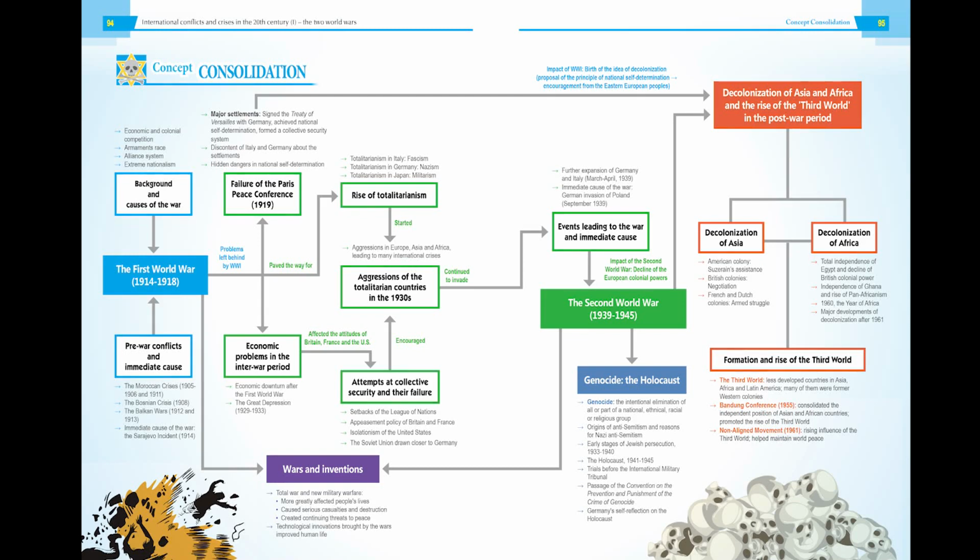Formation and rise of the Third World. The Third World, less developed countries in Asia, Africa, and Latin America. Many of them were former Western colonies. Bandung Conference, 1955. Consolidated the independent position of Asian and African countries, promoted the rise of the Third World. Non-aligned movement, 1961. Rising influence of the Third World, helped maintain world peace.